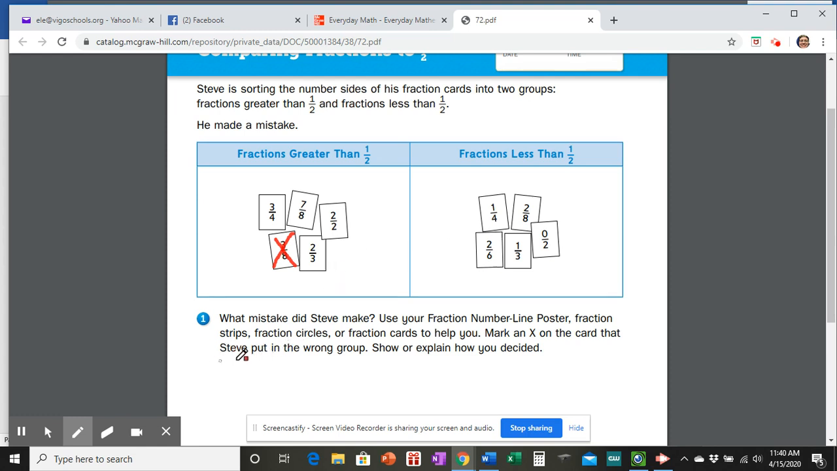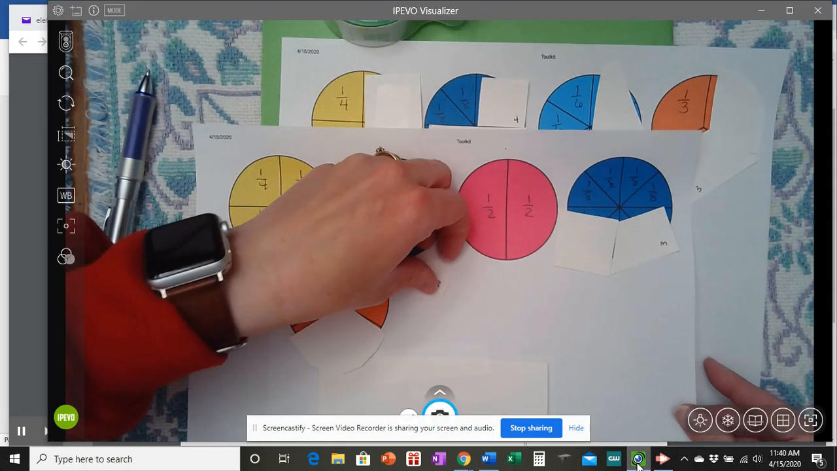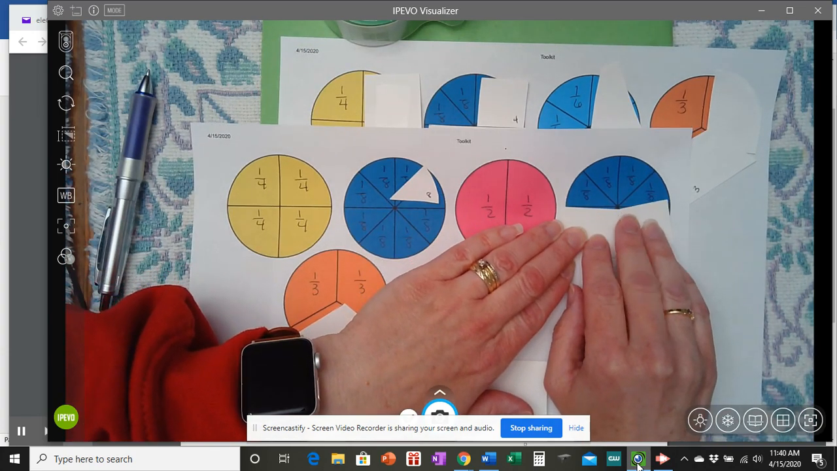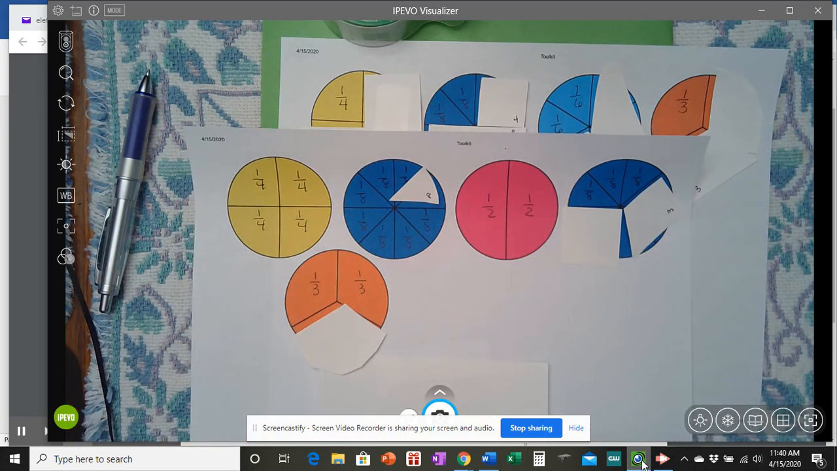Okay, and then if you look at what I showed you here on the 3/8, it takes 4/8 to equal 1/2. 3/8 is less than 1/2, so it can't go in the greater than section. So we're going to write it on here.